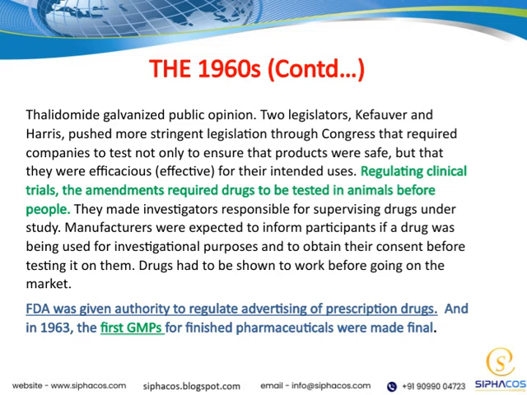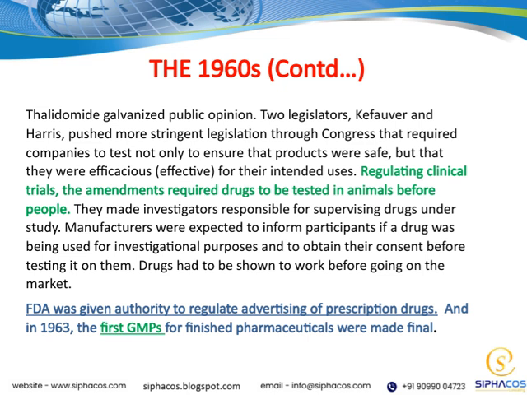Thalidomide really galvanized public opinion and brought a lot of safety concerns to the forefront. In response, two key legislators, Kefauver and Harris, played a crucial role in pushing through much stricter legislation in Congress. These amendments not only required companies to test drugs for safety, but also to prove that they were effective for their intended uses. This was a significant shift because it meant that drugs had to demonstrate efficacy, not just safety, before they could be marketed.